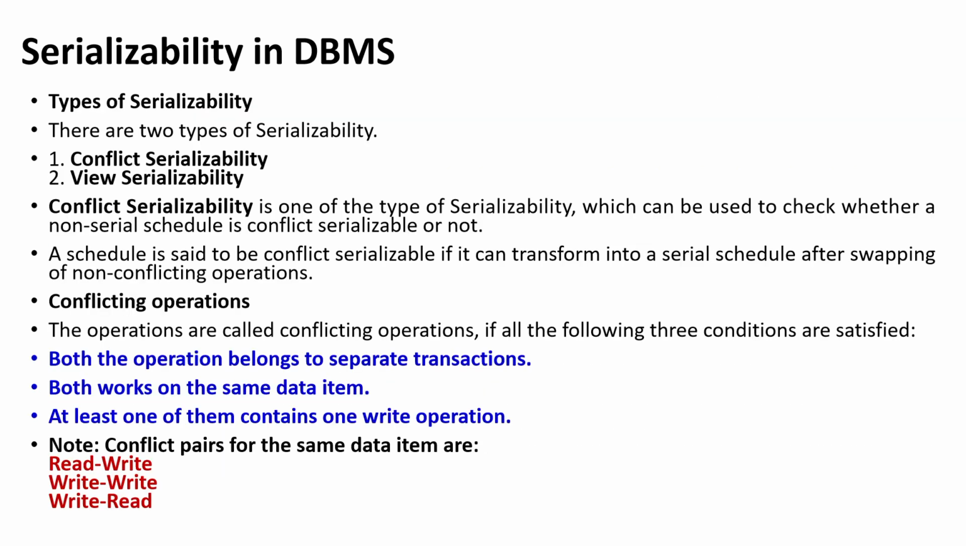There are generally two types of serializability: conflict serializability and view serializability. Conflict serializability can be used to check whether a non-serial schedule is conflict serializable or not. A schedule is said to be conflict serializable if it can transform into a serial schedule after swapping of non-conflicting operations. The operations are called conflicting operations if the following three conditions are satisfied. Both the operations belong to separate transactions, both work on the same data item, and at least one of them contains a write operation.